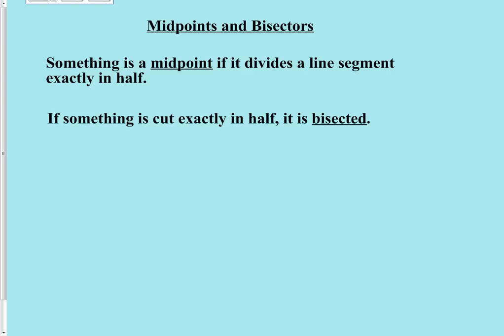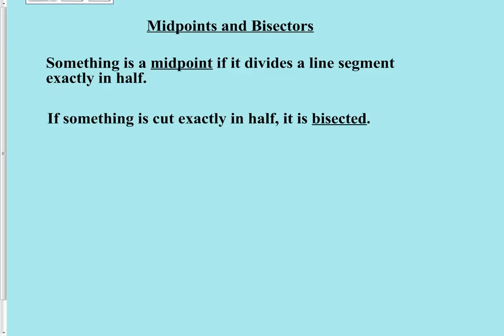Now, like I said, not a synonym, but you will see these words are closely related. Once you have something that is cut in half, we say it is bisected. So there's another new term for you, bisected. Of course, the prefix bi means two, and sected means to cut something up. So it is cut in two equal pieces.